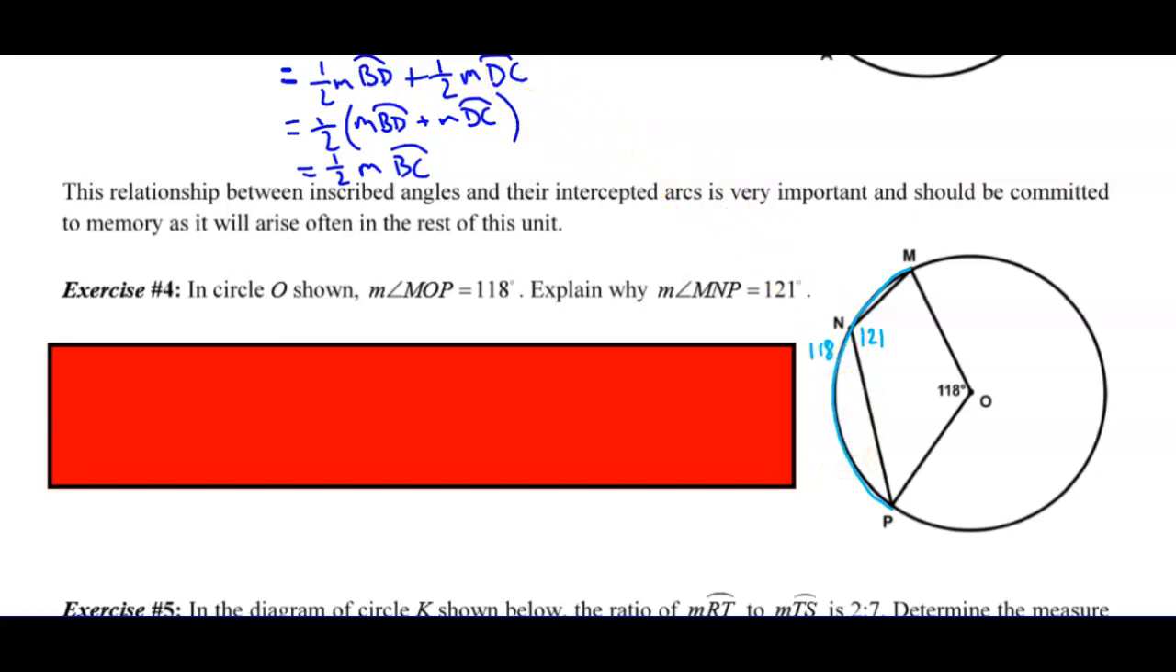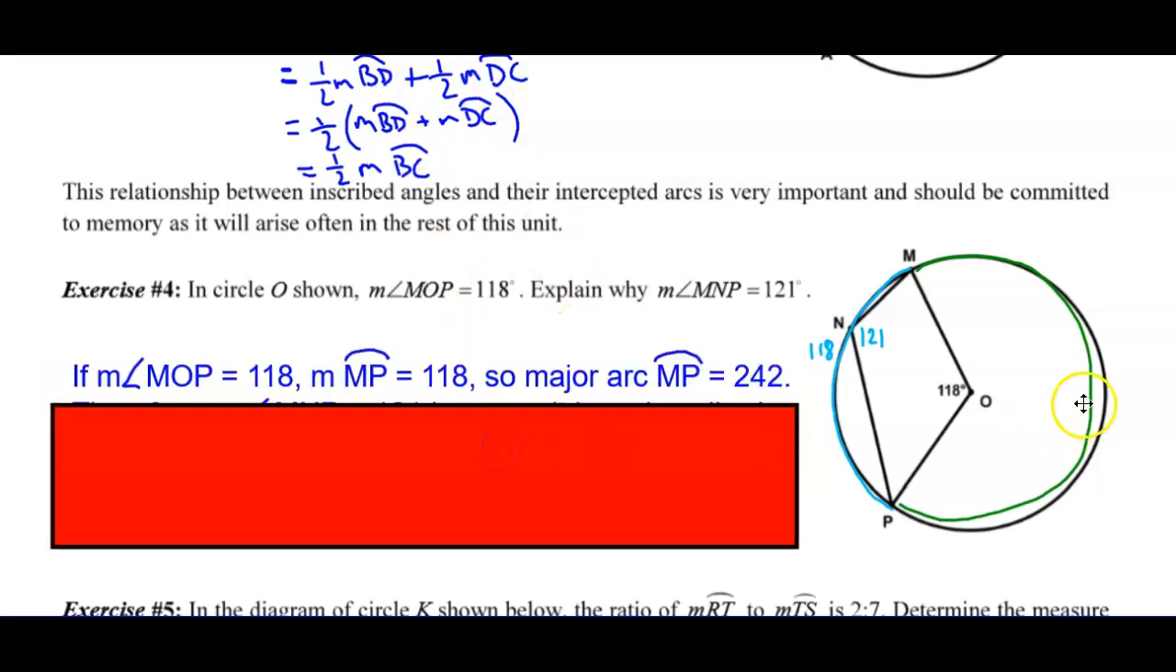So because of that fact, I can take the rest of the circle now, which is major arc MP. I missed the circle's edge there, but that's all right. That major arc MP is going to be equal to 360 minus 118. And so that's going to give us 242 degrees out here. Right? So now that I know that, let's see where else that 242 comes into play.